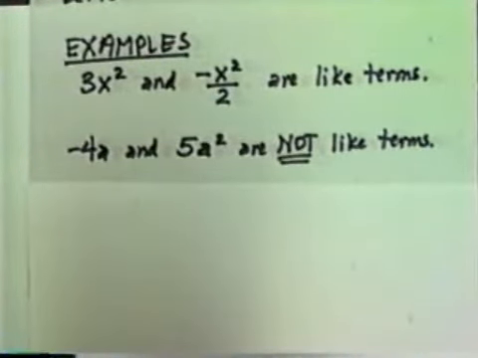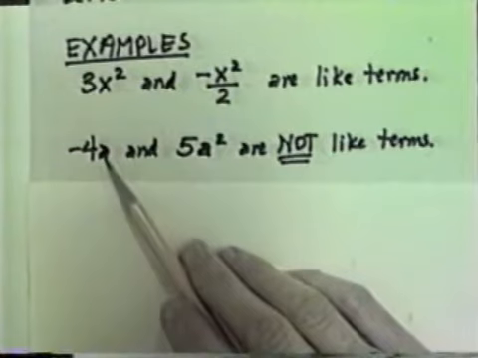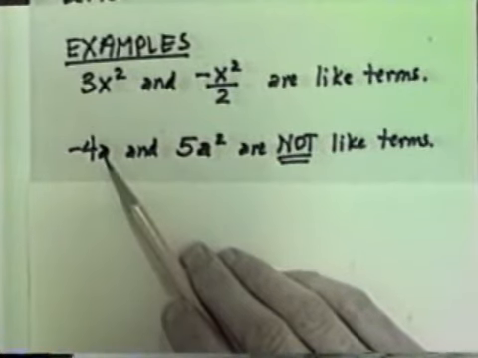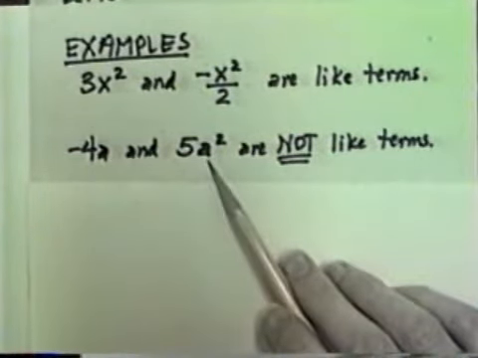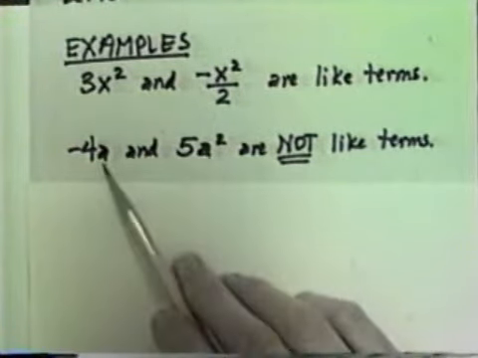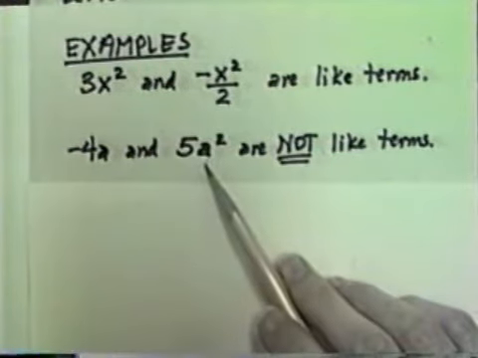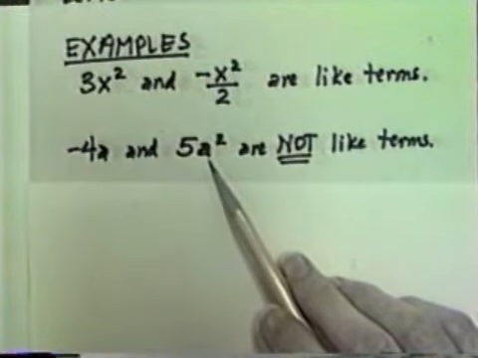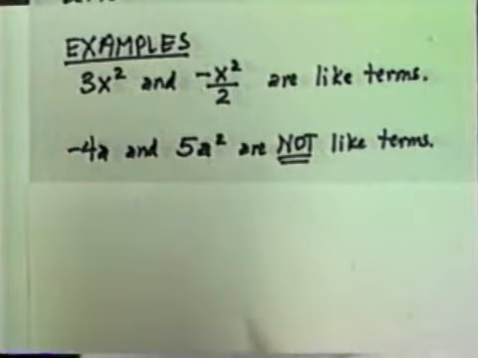Negative 4a and 5a squared are not like terms. The variable part in 4a is a. The variable part in 5a squared is a squared. These are different variable parts. Therefore, negative 4a and positive 5a squared are not like terms.